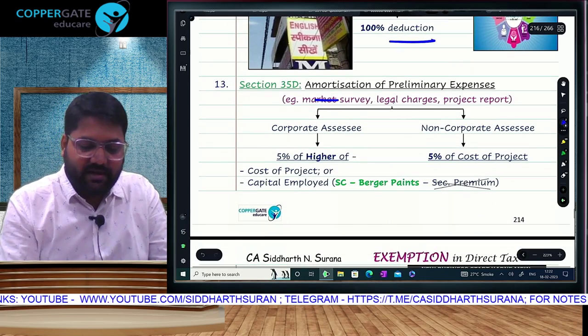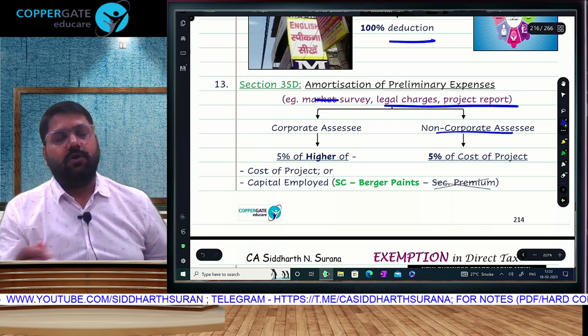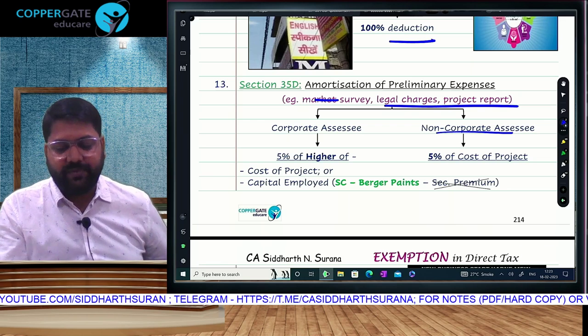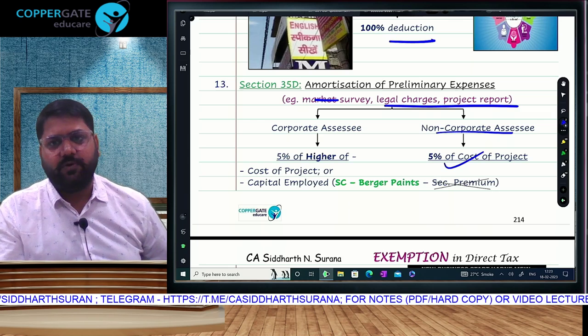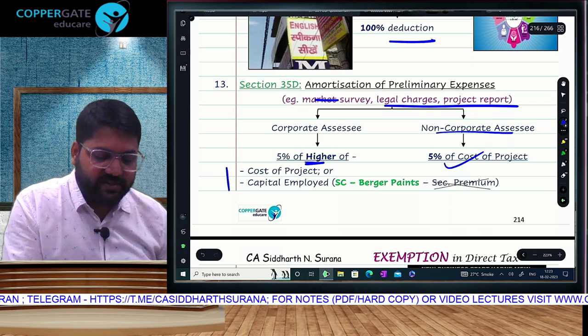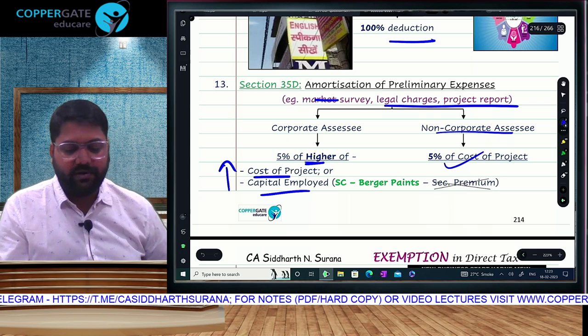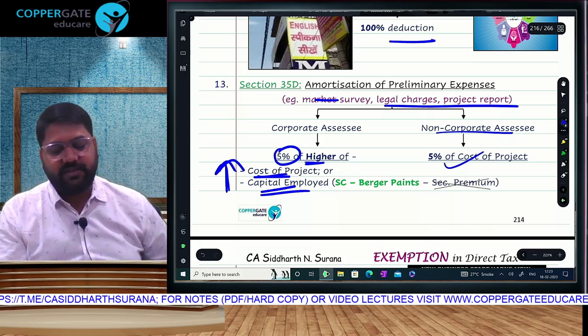Preliminary expenses like market survey, legal charges and all. For non-corporate assessees, the qualifying amount is very simple: actual expense or 5% of the cost of project, the assets that you have purchased for your new business. For a corporate assessee, we will take 5% of whichever is higher, cost of project or capital employed. Take 5% of the higher of cost of project or capital employed, or actual expense, whichever is lower.